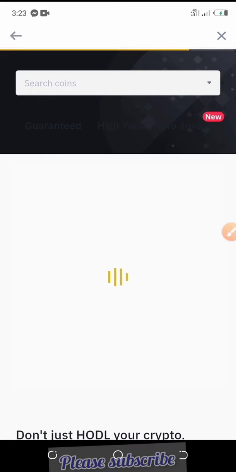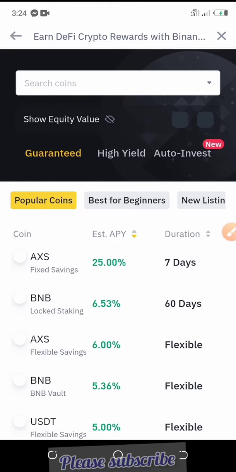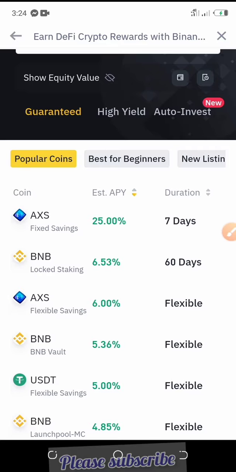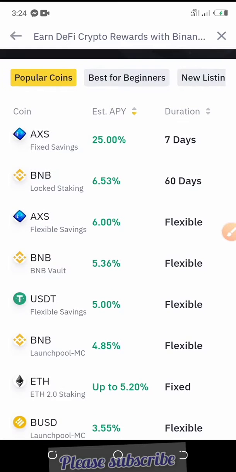Now if you look at it very well, it's very straightforward, but it's tricky. You have auto invest, which means you just have to be investing. Then if you look at this, 25% fixed deposit for 7 days. If you buy this coin AXS and you fix it, it's just like staking. You put it for 7 days, you get 25%. BNB, you get 6.53% for 60 days. Now this is flexible, and this is the one I actually recommend for anyone.